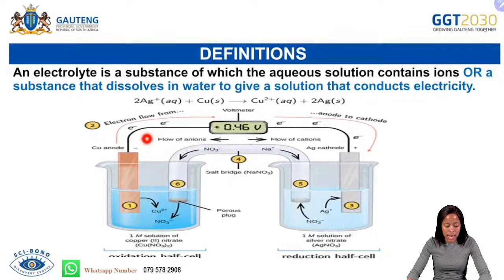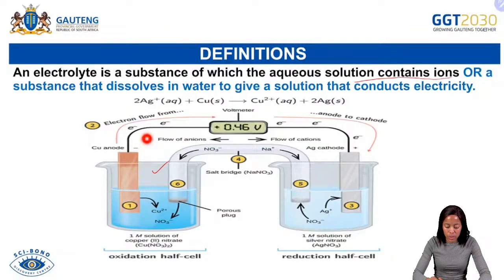Okay, so now it says here, an electrolyte is a substance of which the aqueous solution contains ions. We have 2 half cells here, and remember we spoke about this: we are going to have the anode, and we are also going to have the cathode there. But with the electrolyte, it says a substance of which the aqueous solution contains ions. So this would represent our electrolyte.